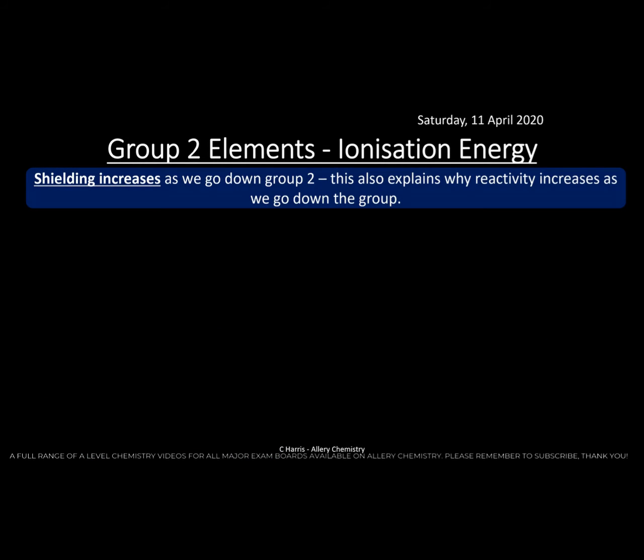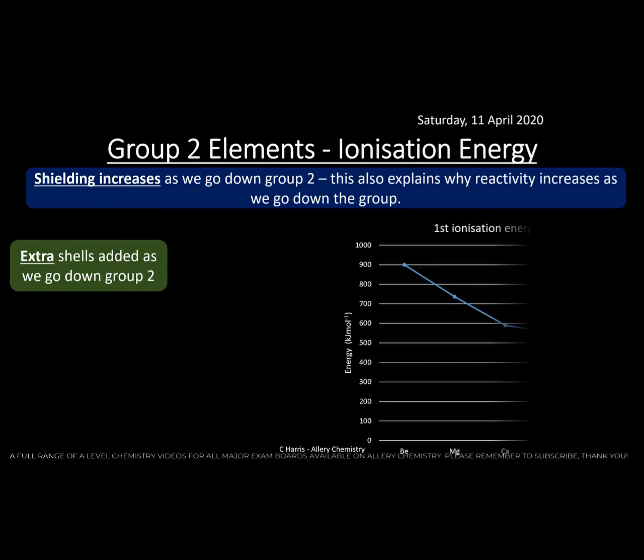So let's look at ionization energy. So remember, this is the amount of energy required to remove an outer electron from an atom. Now, as we go down group 2, we know the atom gets bigger, but what we also get is extra shells between the positive nucleus of the metal and the outer electron. That's called shielding. And the more shells we have between that, the weaker the force is between the positive nucleus and the electrons on the outer shell.